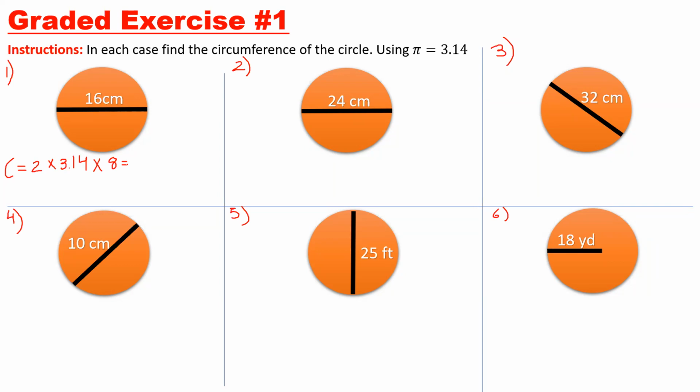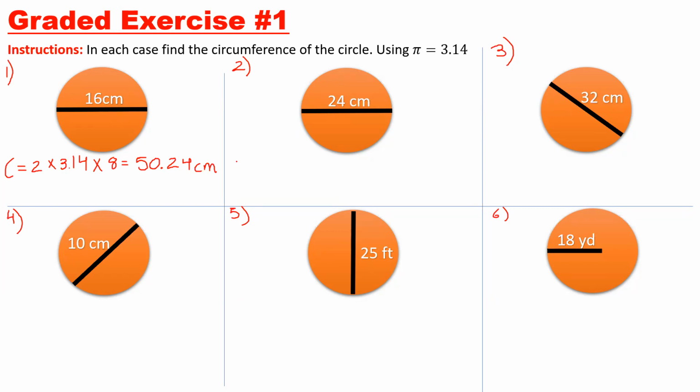2 times 3.14 times 8. What do you get? Oh, 50.24. 50.24. Very good. How many persons got that? I did. I got it, Mr. Petit. Very good. Without using a calculator.